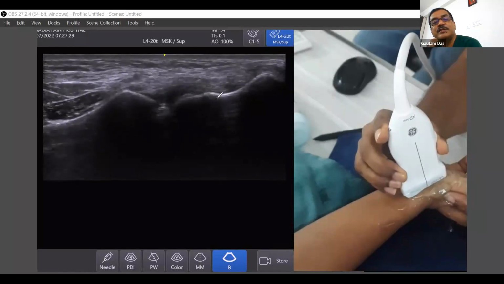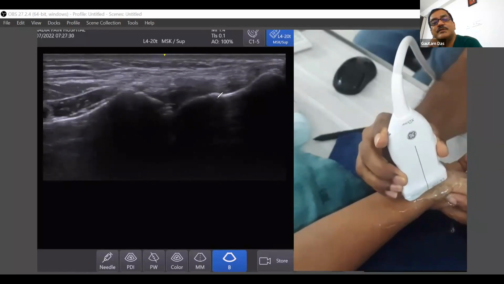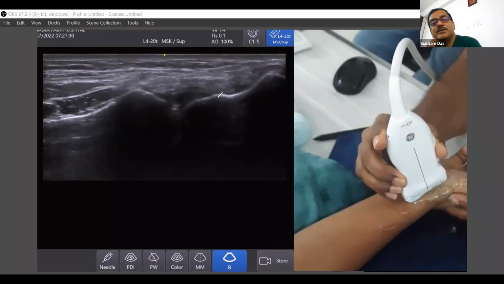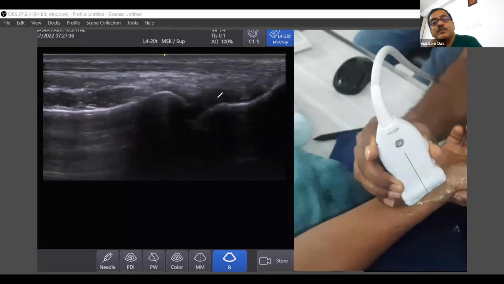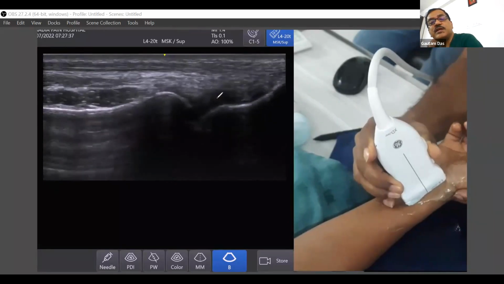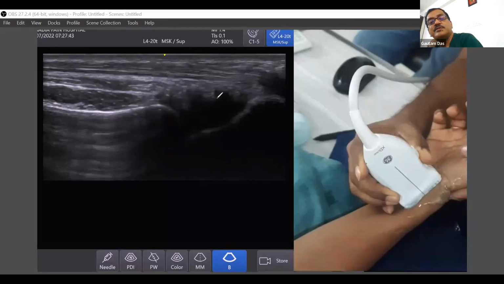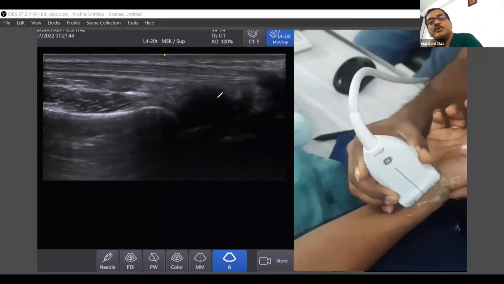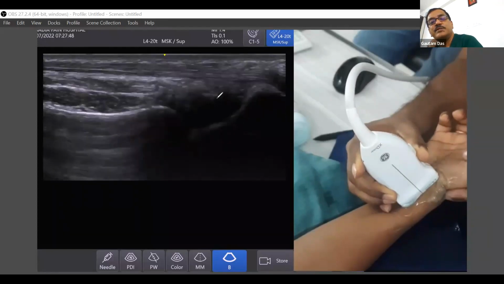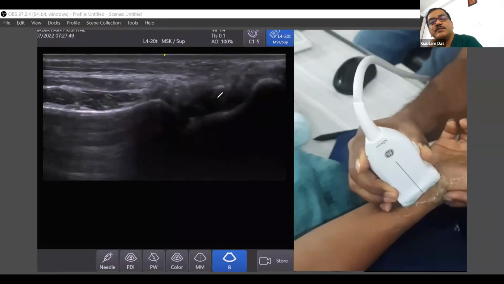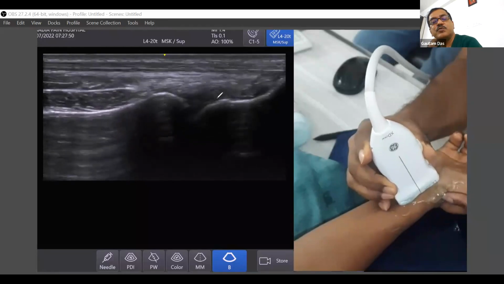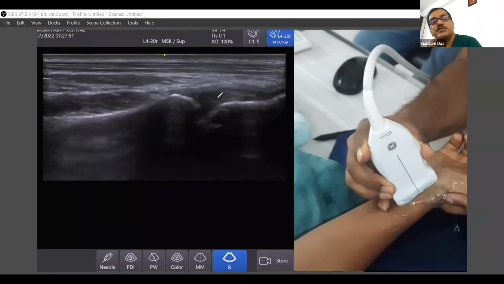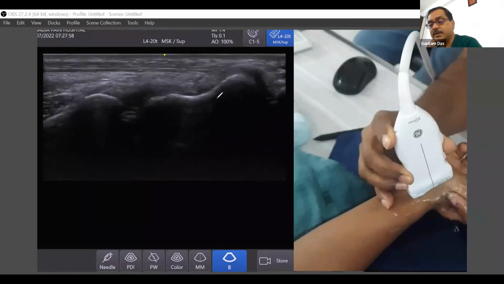And if I'm flexing it, you see it's becoming smaller, and with the flexion, the distal radial ends will be coming almost towards the neck. See, the distal end is almost coming towards the neck. And if I am extending, you can see the whole of the scaphoid. So the distal pole, the proximal pole, and the neck.